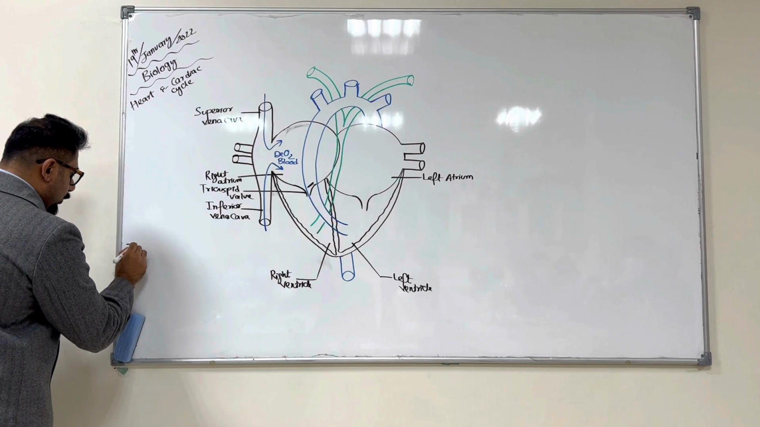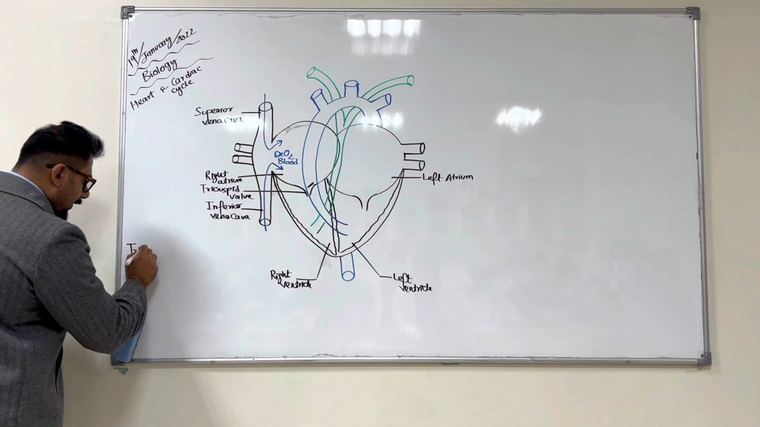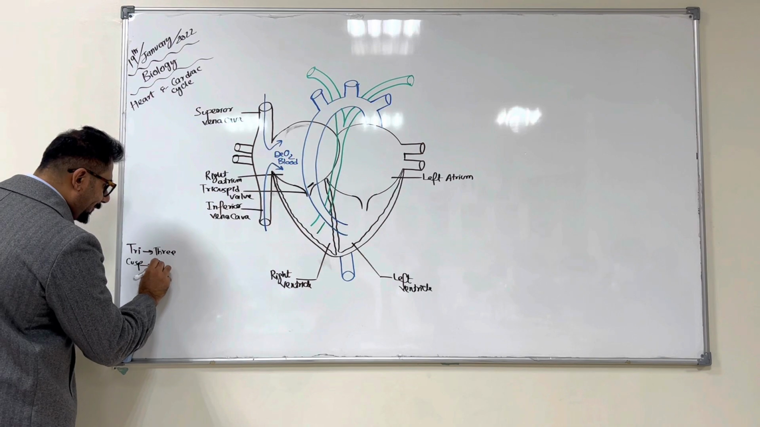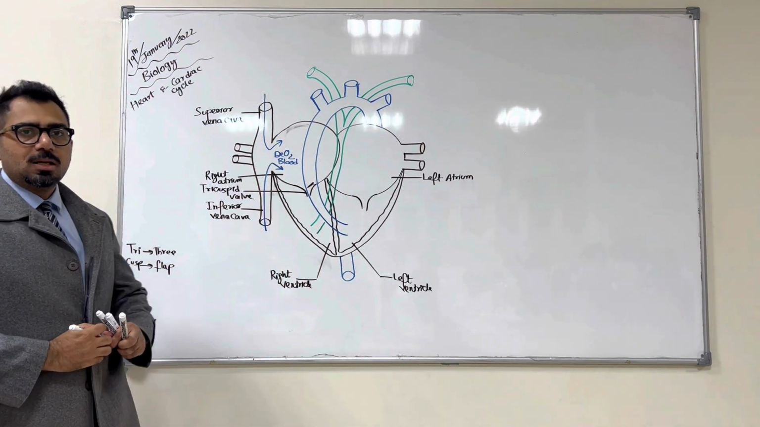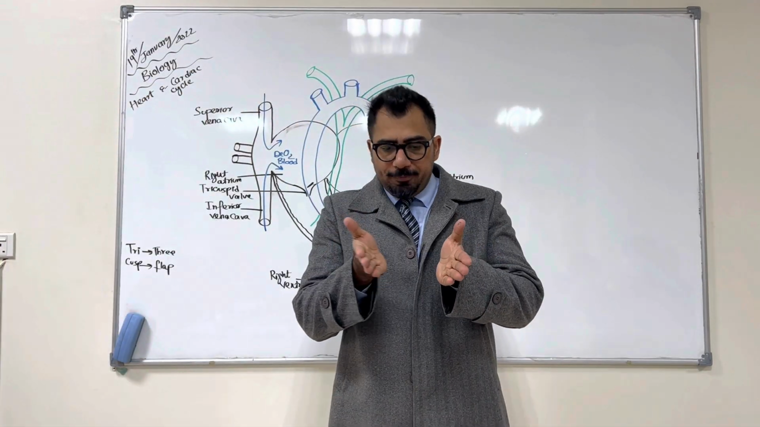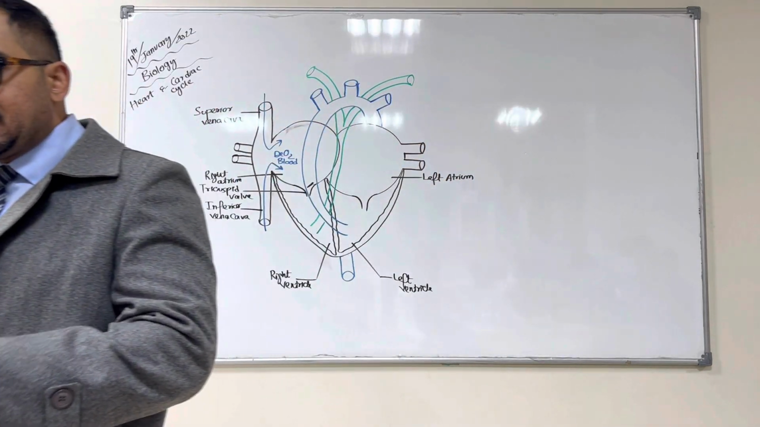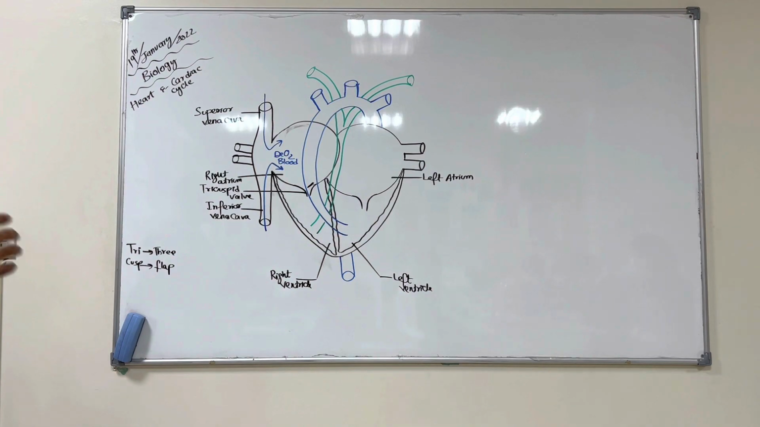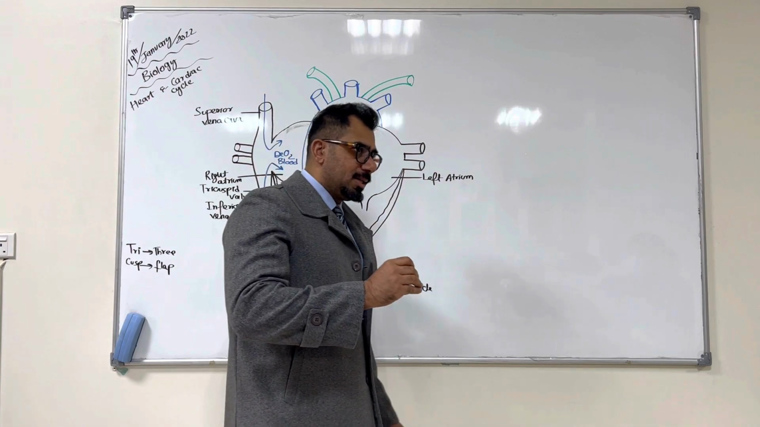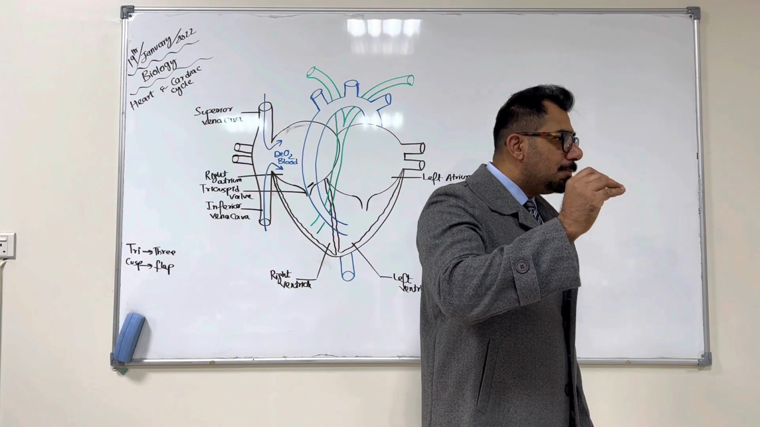Now, these are 2 words, tri and cusp. The word tri means 3 and the word cusp means flap. Now, there are 3 flaps, 1, 2, and there is a third one on the top of that, right? So there are 3 flaps in this valve. That's why this is called the tricuspid valve. Now, you guys have learned in lower grades that the job of the valves is to what? To prevent the backflow of the blood.